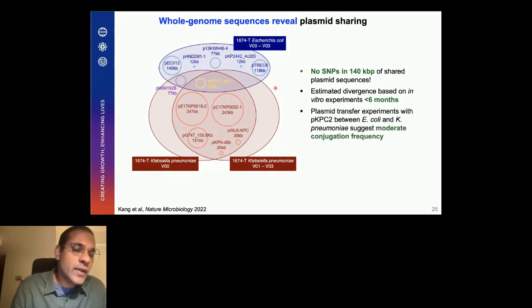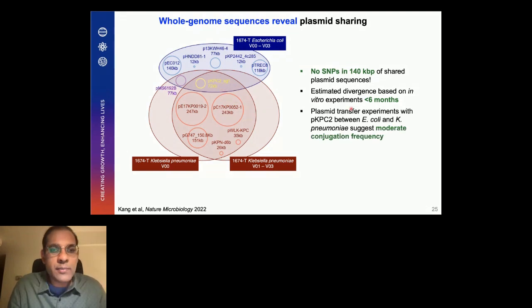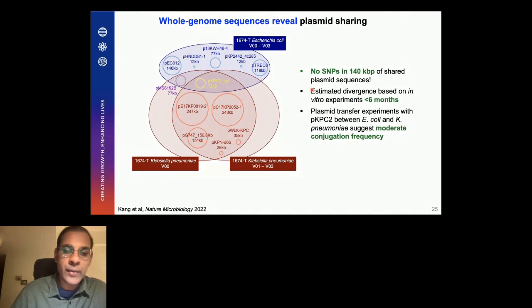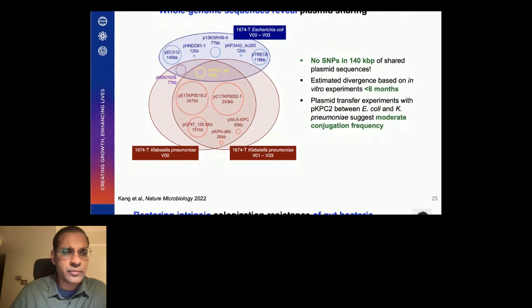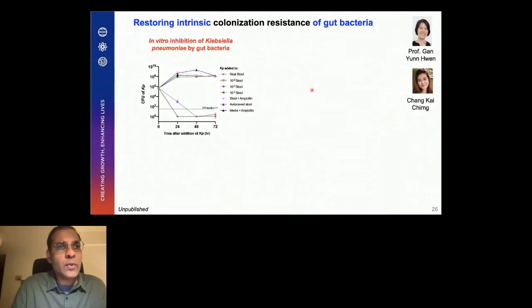And we can also show evidence that the transfer of this plasmid between E. coli and Klebsiella pneumoniae is possible, and it happens at moderate conjugation frequency. So here's potentially an evidence for transfer of resistance, which is perhaps what we are most concerned about with gut colonization. So we really would like to figure out ways where we can prevent colonization of the gut microbiome.